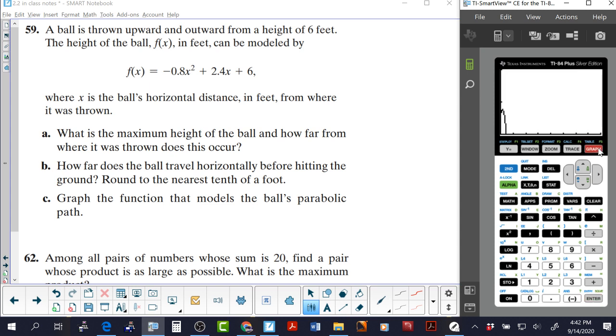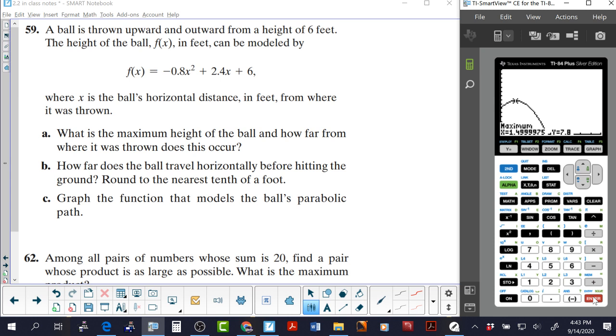Graph, and let's see. Yeah, our window is way too big for this now. 0 to, let's try 10 by ones. 0 to, I don't know, 15 possibly. I'm just guessing right now. Yeah, that's not too bad right there. What is the maximum height? So we can calculate a maximum. Here it comes. So there's certainly to the left of the maximum. There's to the right. Let's back up.